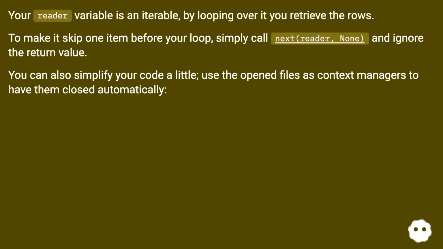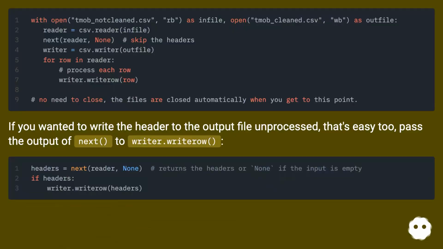You can also simplify your code a little and use the opened files as context managers to have them closed automatically. If you wanted to write the header to the output file unprocessed, that's easy too. Pass the output of next to writer.writerow.